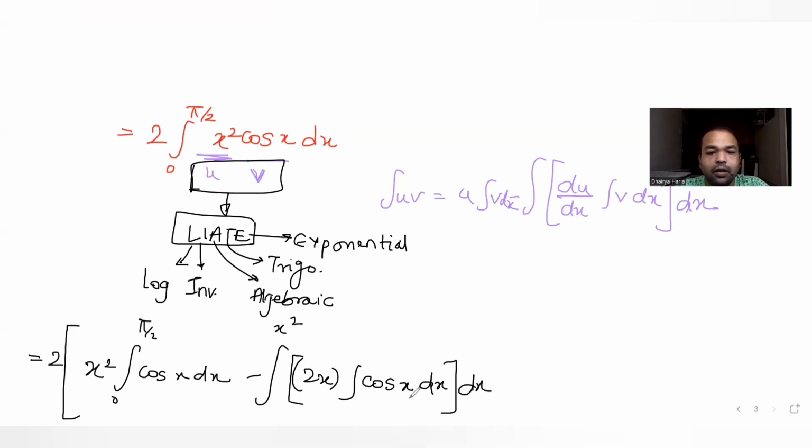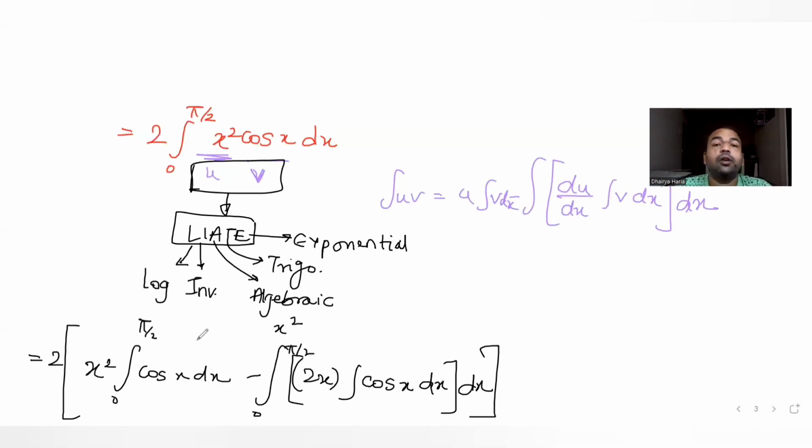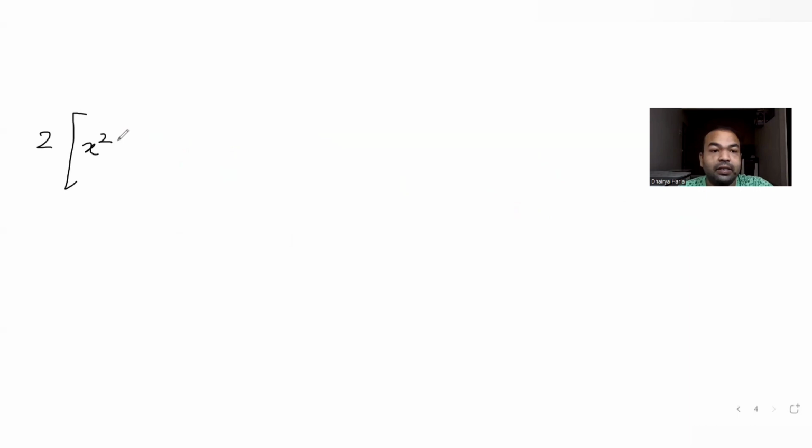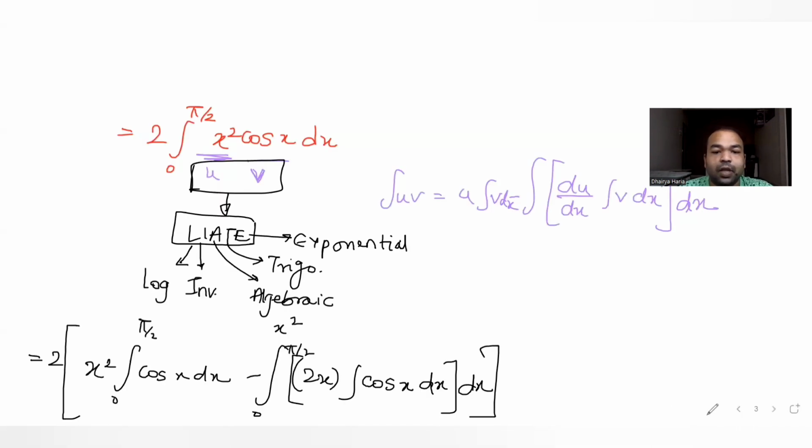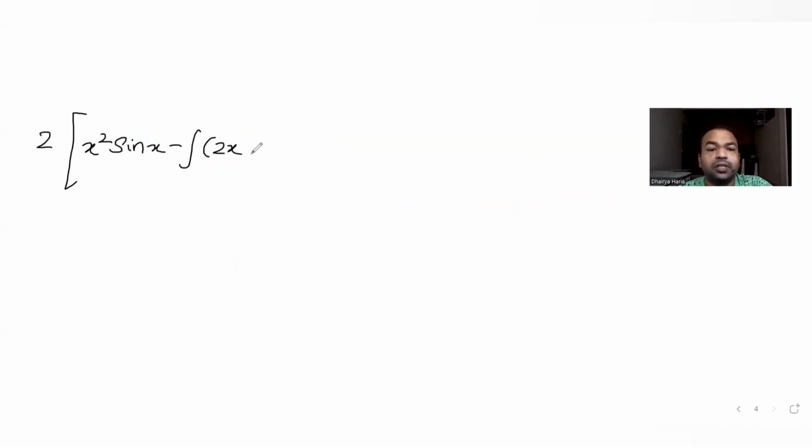This is again integrated, and again it goes from 0. So if I try to solve this further, you get 2x square integral of cos x, which, if you know, is sin x, so sin x minus we have integral of 2x and integral of cos x again becomes sin x.